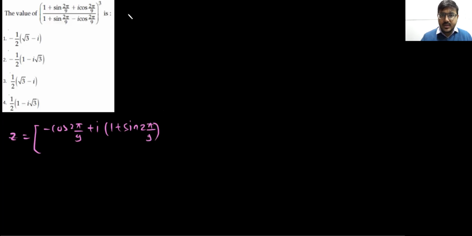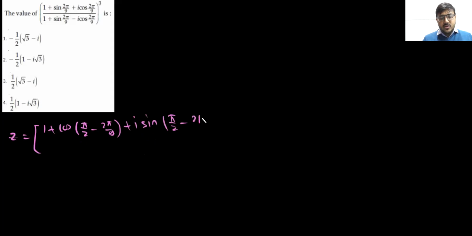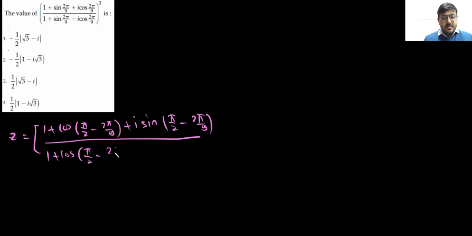Now, this is from the complex numbers. So what I will do first of all, let me multiply with i in numerator as well as denominator. So I can say that i square, that is minus, cos 2 pi by 9 plus i common, 1 plus sine 2 pi by 9. Or let me do the conversion with first of all pi by 2. Let me take this as 1 plus cos of pi by 2 minus 2 pi by 9 plus i sine of pi by 2 minus 2 pi by 9, just to convert in the form of a general term. Same way, 1 plus cos of pi by 2 minus 2 pi by 9 minus i sine of pi by 2 minus 2 pi by 9, whole raised to 3.